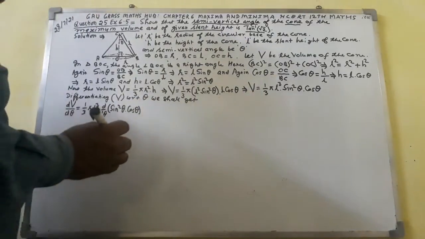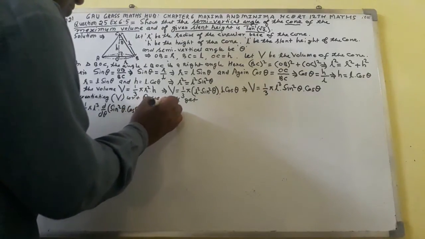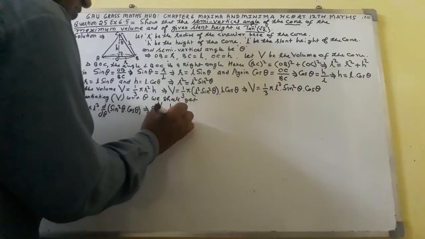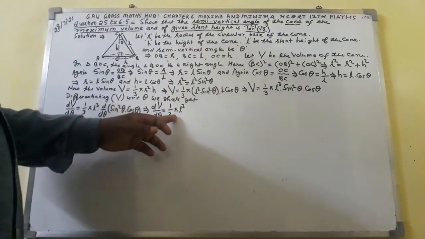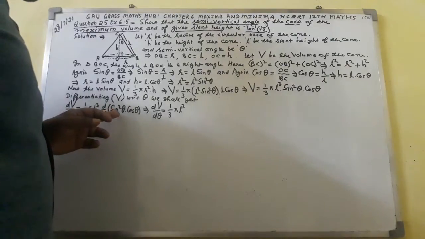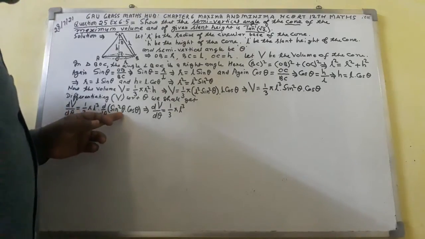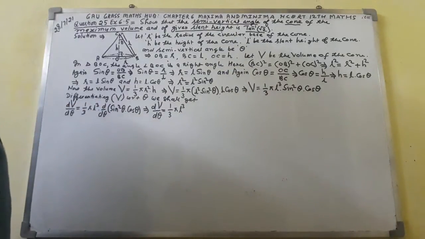What to do here? Just process the things here. Here I shall write, implied that dV over d theta is equal to 1/3 pi L cube. Here pi is constant, L is constant. Find out d over d theta of sin square theta dot cos theta. So here sin square theta is first function and cos theta is second function. So here I shall use product rule in order to get first order derivative.